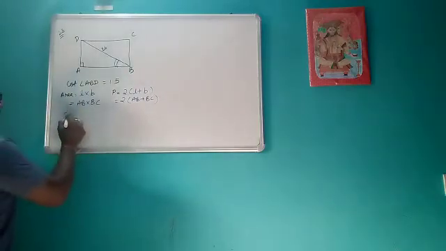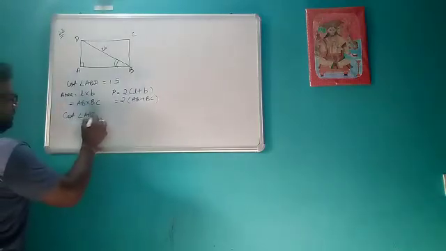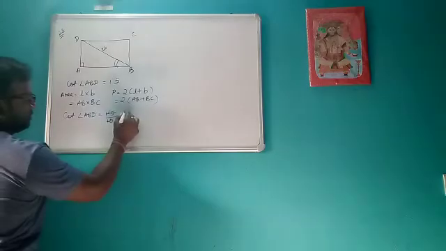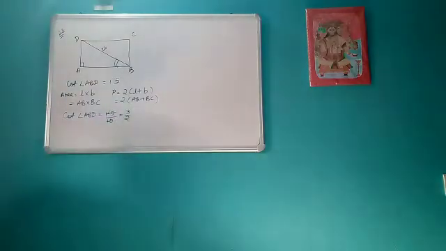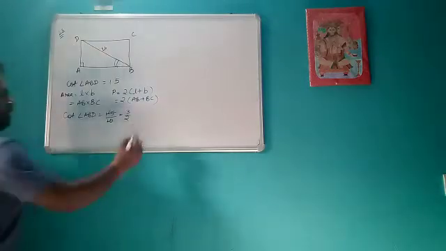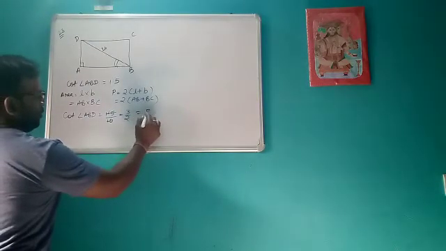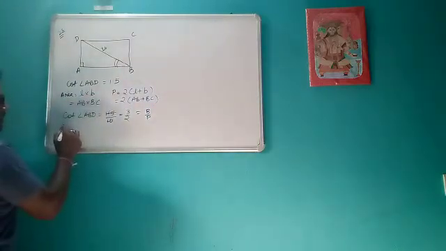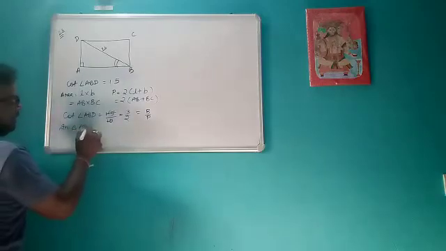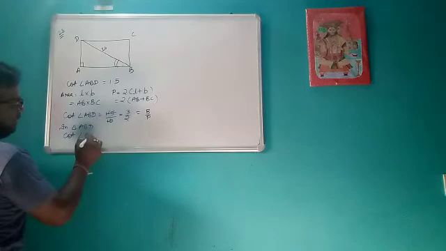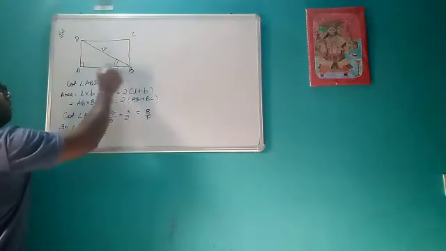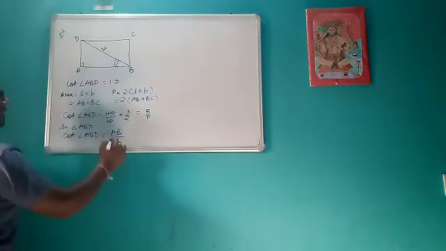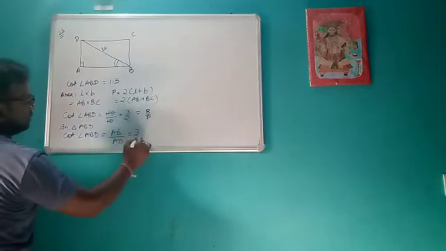So cot angle ABD is equal to 1.5. Remove the decimal. It will be 3/2. So what we know is cot is actually B upon P. So if you see this triangle, which triangle? Triangle ABD. So what was cot angle ABD? For this, base will be AB and perpendicular will be AD, equal to 3 by 2.